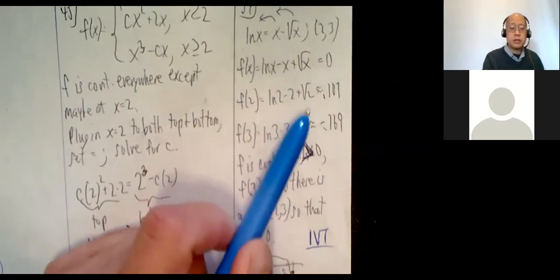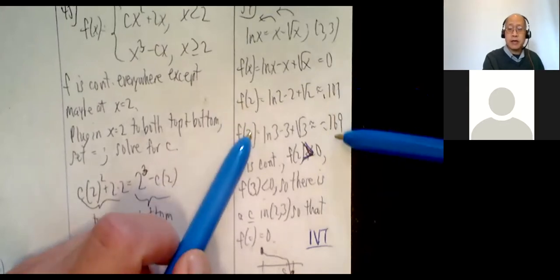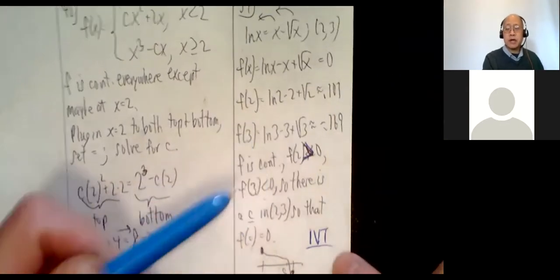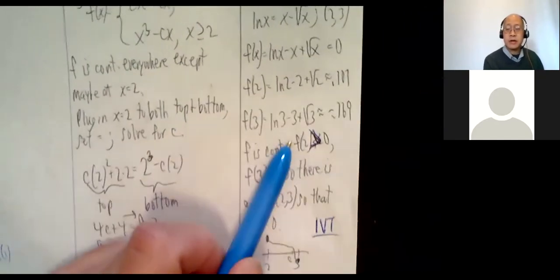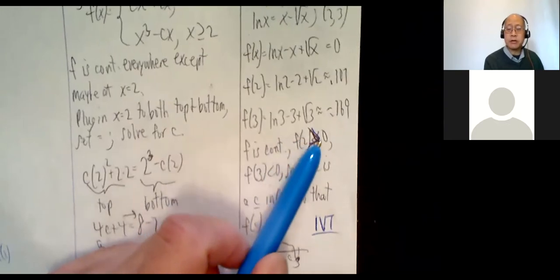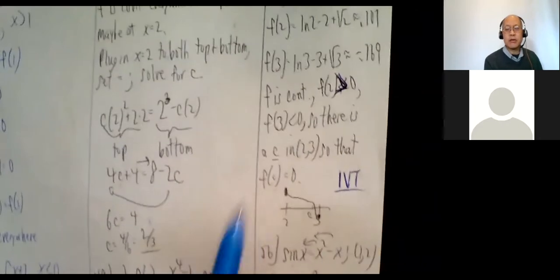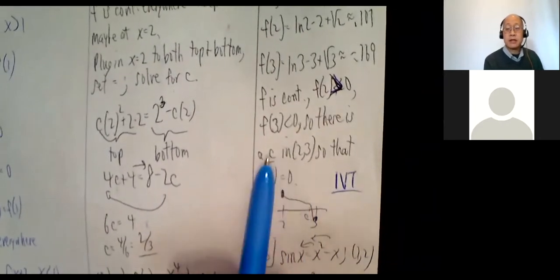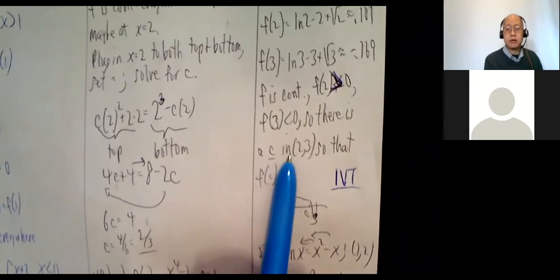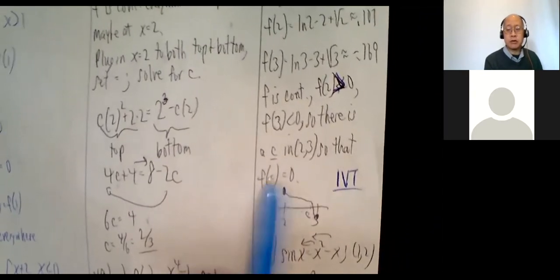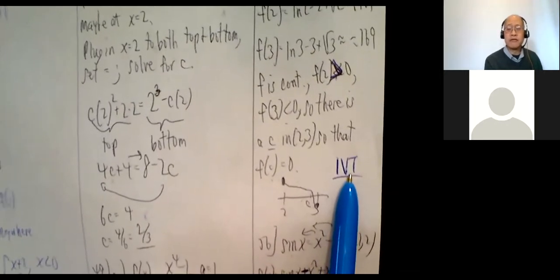If you have a continuous function, f of 2 is positive, f of 3 is negative, then that means somewhere in between there has to be a 0. So f is continuous. This says f of 2 is greater than 0, f of 3 is less than 0. So the language that they have is: there is some number c in the open interval from 2 to 3 such that f of c is equal to 0 by the intermediate value theorem, IVT.